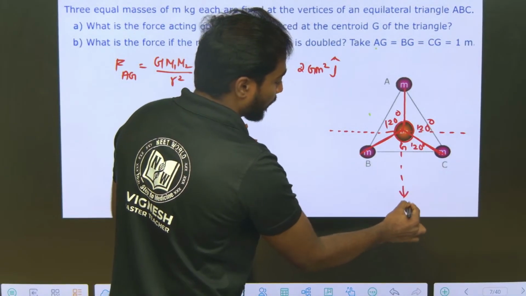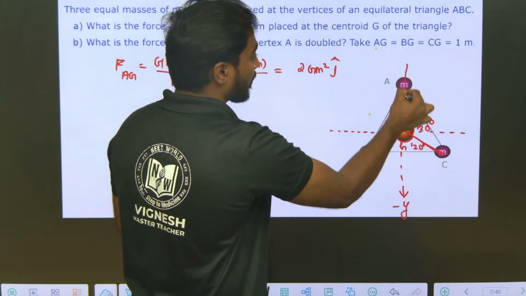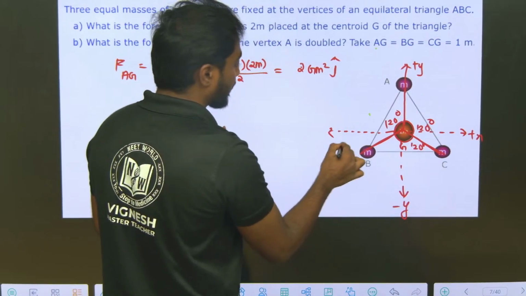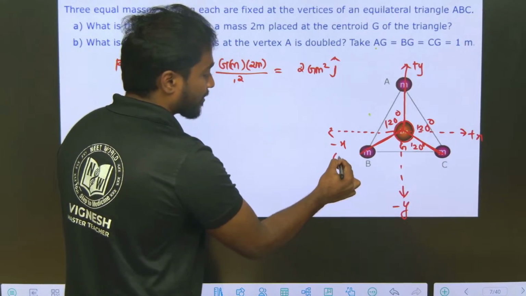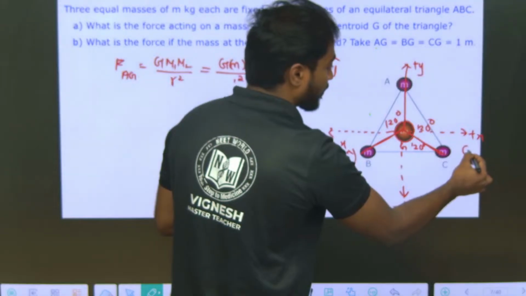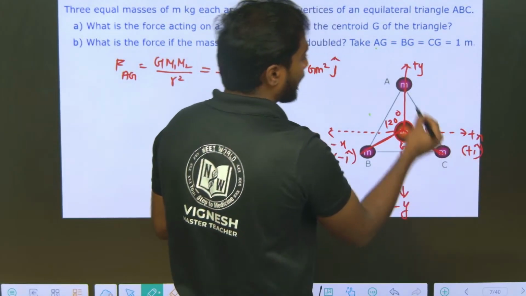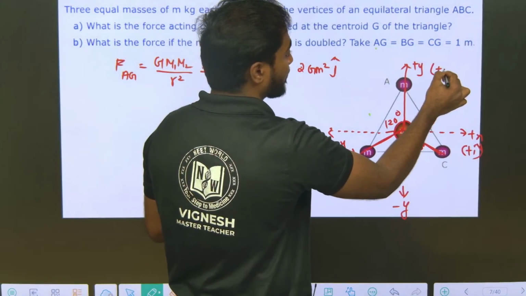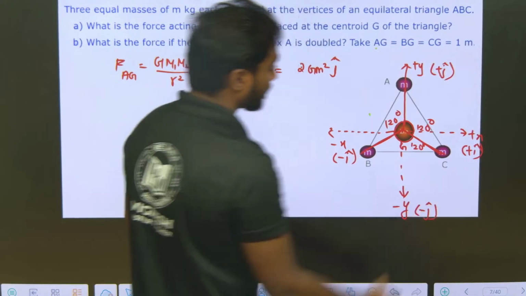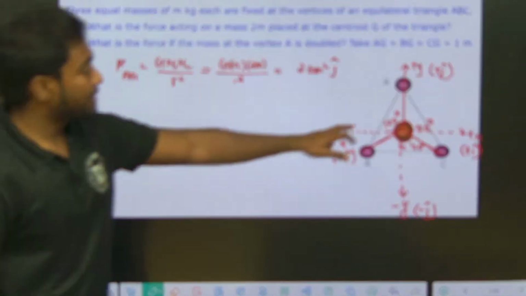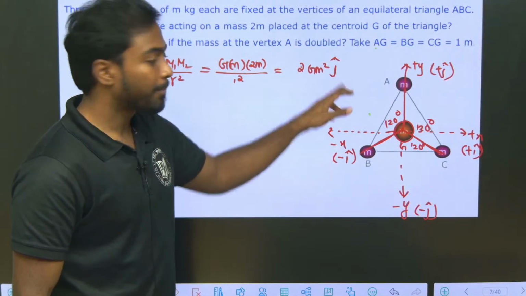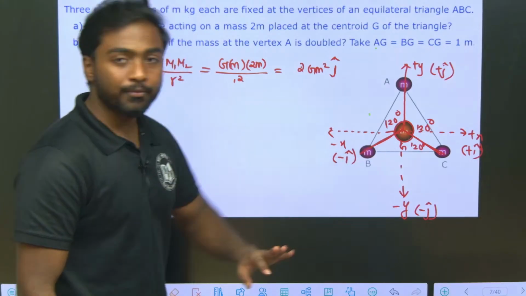So this is my y axis, negative y axis, positive y axis, positive x axis, negative x axis. So negative x axis can be denoted as minus i cap, positive x axis plus i cap, positive y axis plus j cap, and negative y axis minus j cap. Okay. So since A is on the positive y axis, I have written j cap. Now I need to take the components for these two cases.